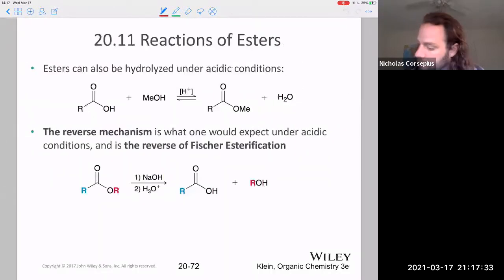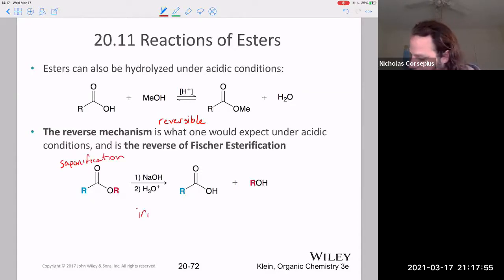Okay, so again, this is readily reversible. You should be able to draw mechanisms in both directions. We can create a carboxylic acid from an ester, but we can also create an ester from a carboxylic acid. This, the saponification, is irreversible. You can only go in the one direction.